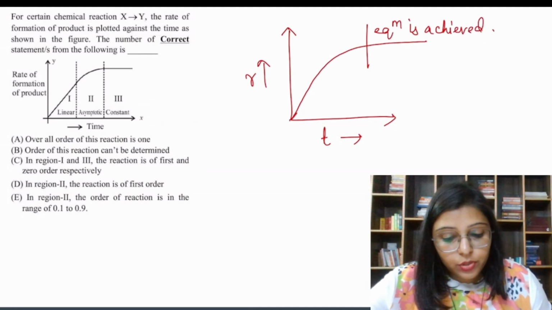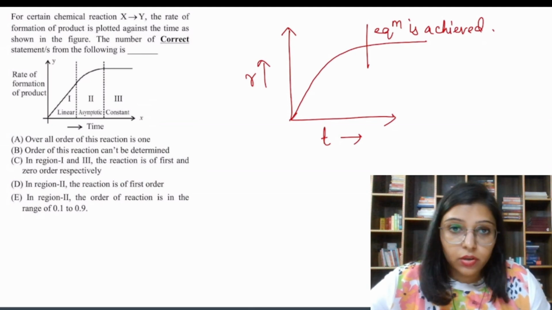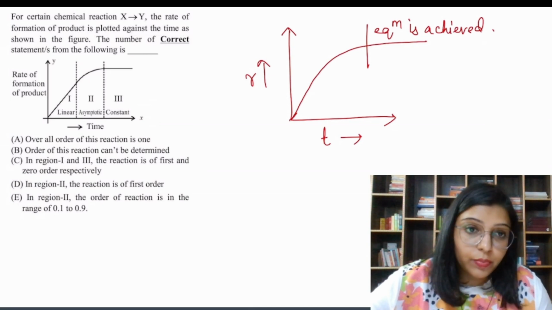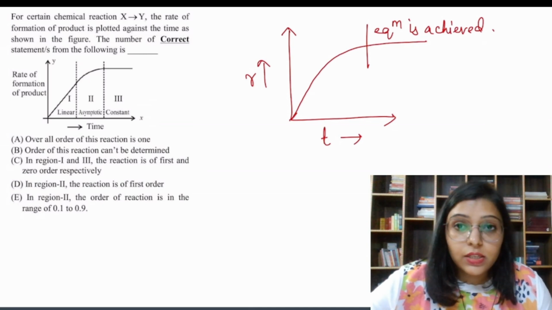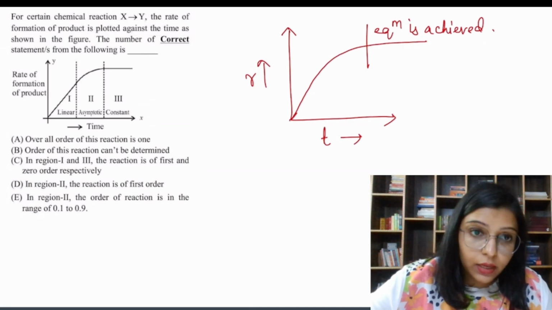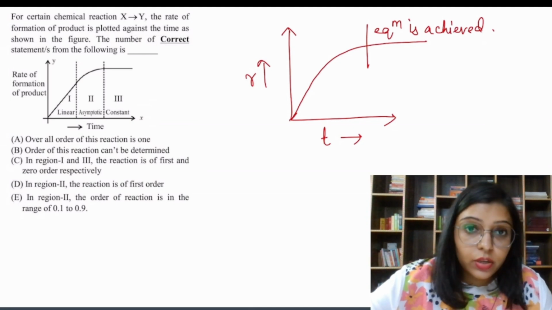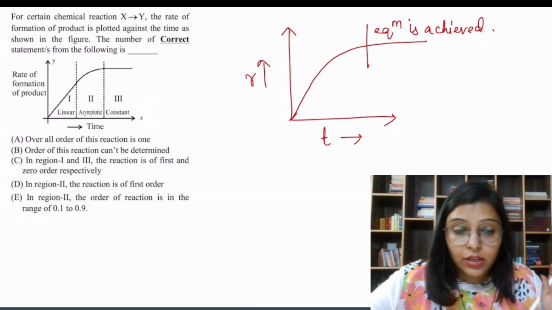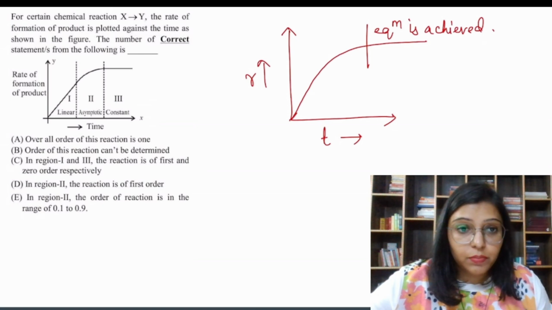So statement A, overall order of the reaction is 1. No, we cannot predict the order from rate versus time, right? So concentration change should be there. We can predict the order if we have the concentration change with respect to rate change. Then we can find out the order.